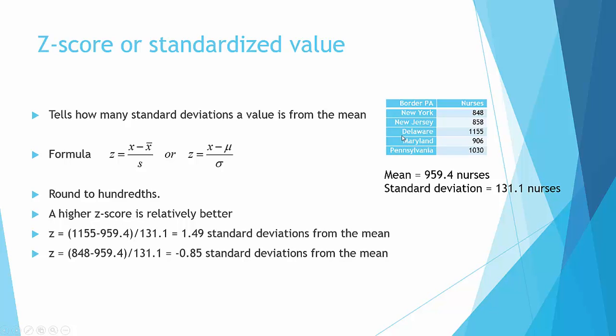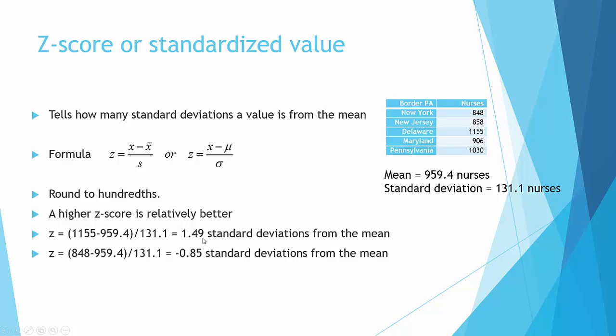We have the data of the number of nurses per 100,000 people for the states that border Pennsylvania, including Pennsylvania. Previously, we found the mean of this data, and we found the standard deviation for this data. So let me look at Delaware. Delaware had the most nurses per 100,000 people in this group. So I take the data, x, I subtract the mean, and I divide by the standard deviation. And I get 1.49. This means this is approximately 1.5 standard deviations above the mean. I know it's above because I get this positive value.